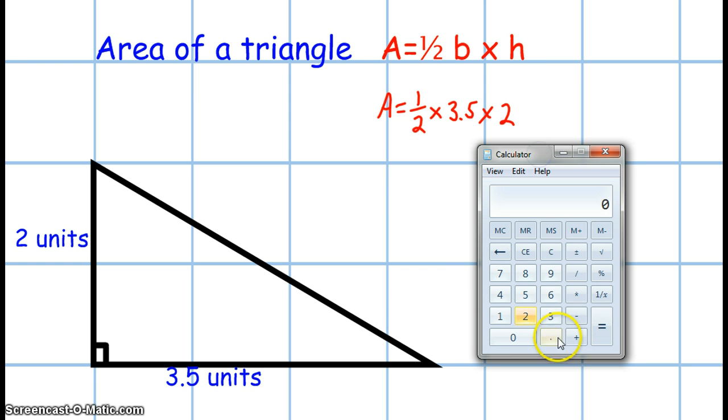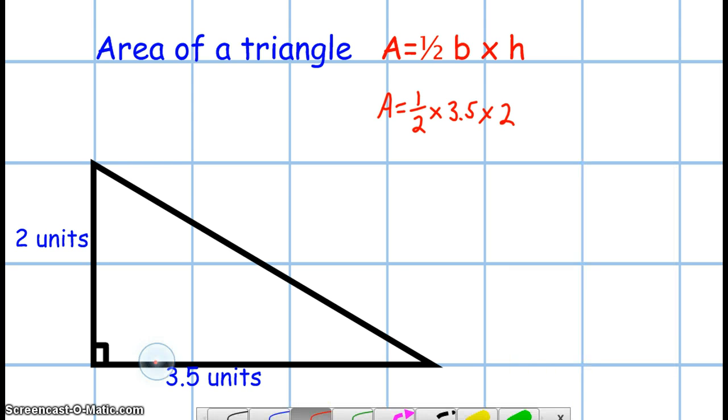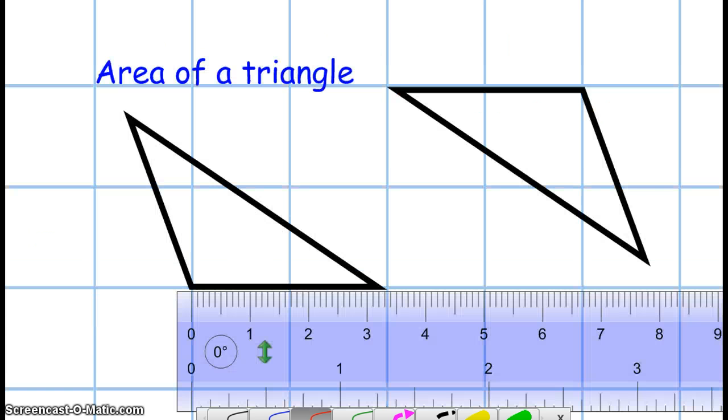So if we had 0.5, which represents 1/2, times 3.5, which is the base, times 2, which is the height, our answer will be 3.5 units squared. So let's go ahead and write that down. 3.5 units squared. Now this particular problem was easy because we were given the right angle. Let's take a look at a little more challenging problem.